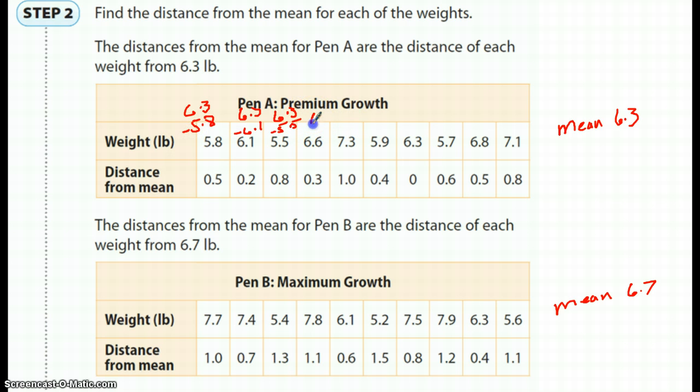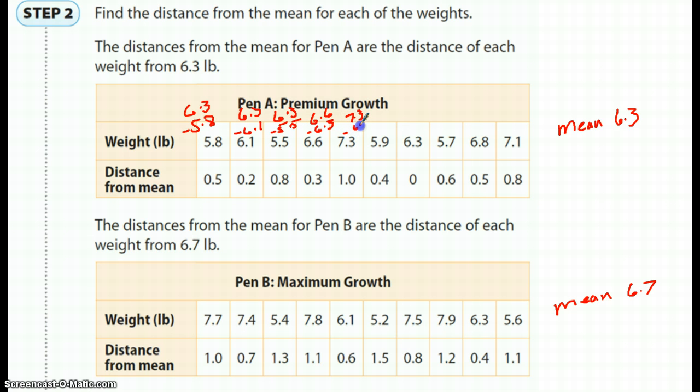This is 6.6 and minus 6.3. And you notice what I'm doing, I'm going right ahead and taking the smaller number and subtracting from the larger number so we don't get stuck with the incorrect sign.